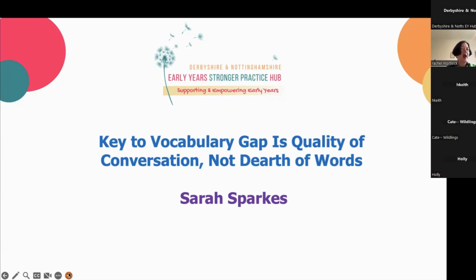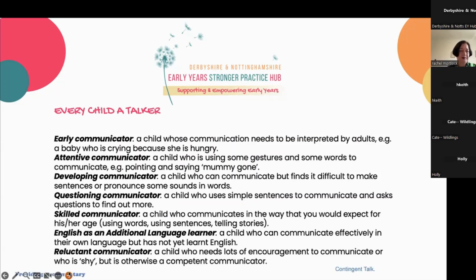They need those opportunities for conversations. And we know that children talk more when they're in one-to-one situations or smaller groups, and they tend to talk less as the group becomes bigger, and the quality of the interactions drops off. So something to think about is how we make sure that children have quality one-to-one time, or quality time in small groups, to enable them to talk. This is taken from Every Child a Talker.